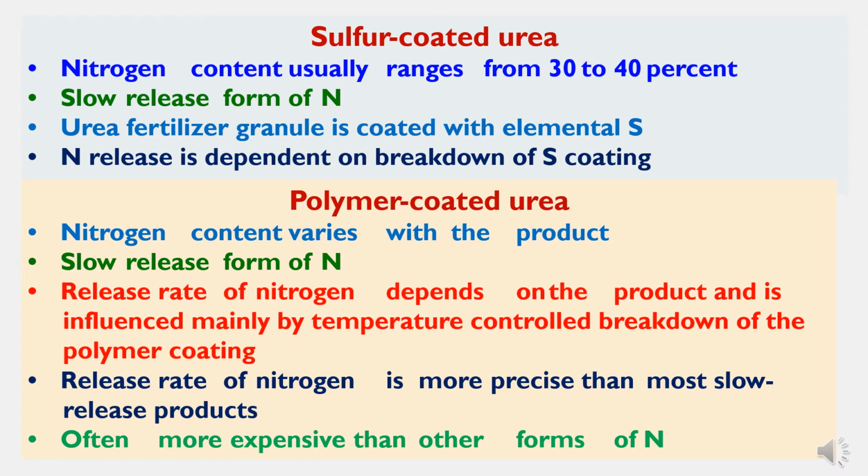Next fertilizer is polymer coated urea, where the nitrogen content varies with the product. It is also having the nature of slow release form of nitrogen. Release rate of nitrogen depends on the product and is influenced mainly by temperature controlled breakdown of the polymer coating. Release rate of nitrogen is more precise than most slow release products, and it is often more expensive than other forms of nitrogen fertilizers available in the market.